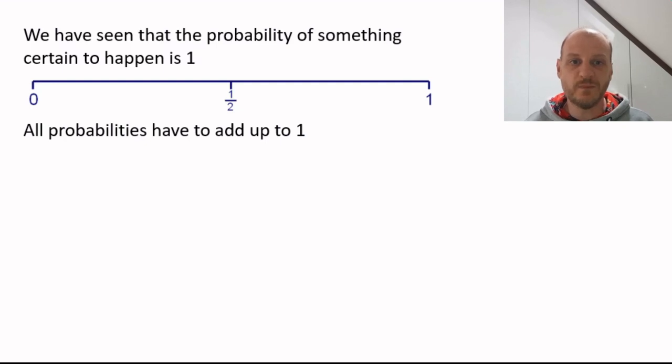Okay, so we've already seen that the probability of something certain to happen is 1, and all probabilities have to add up to 1, so you can't have probabilities higher than 1. If 1 is certain, there's nothing beyond certain, so all our probabilities have to add up to 1.